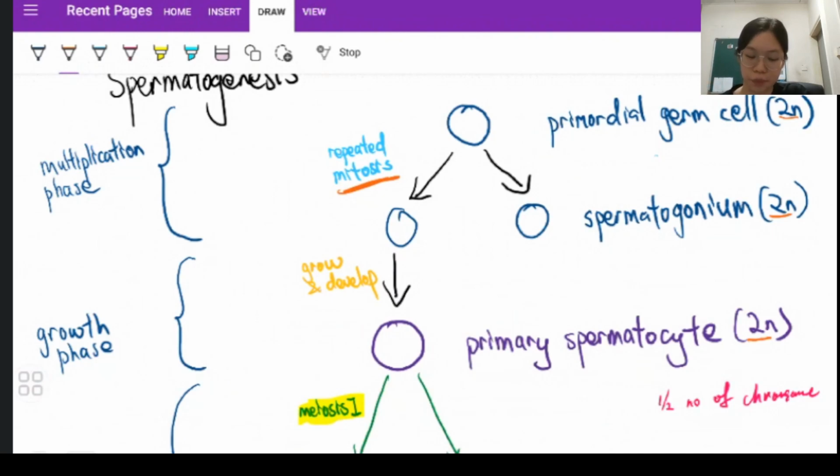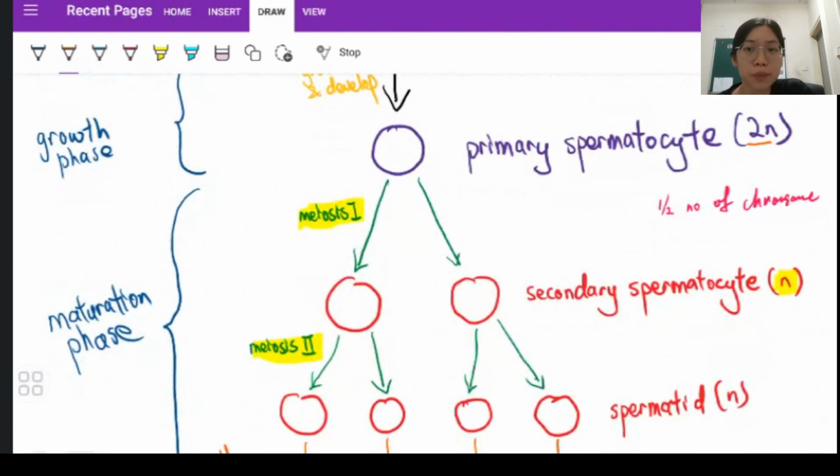Now let's focus on this part. The primary spermatocyte undergoes meiosis 1. Remember, in meiosis 1, after anaphase 1 where the homologous chromosomes get separated, the number of chromosomes is already halved. So take a look at this: initially the primary spermatocyte is 2n. After meiosis 1, it's straight away n, because the number of chromosomes becomes half.